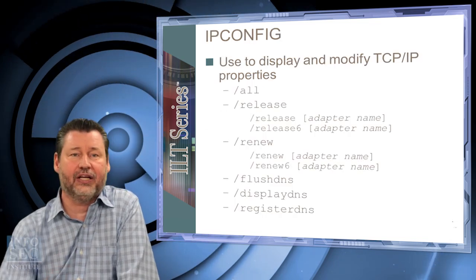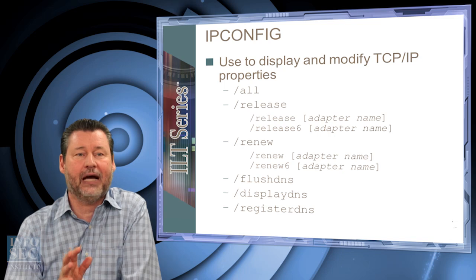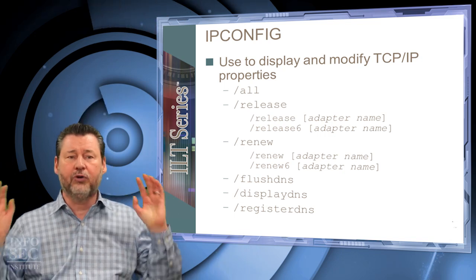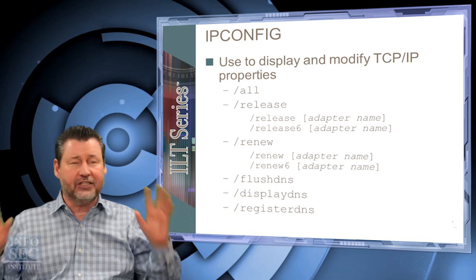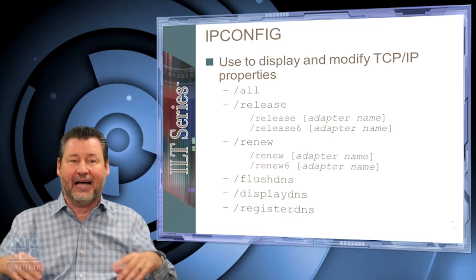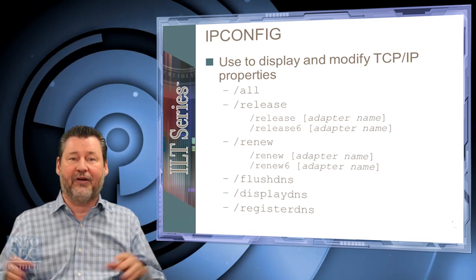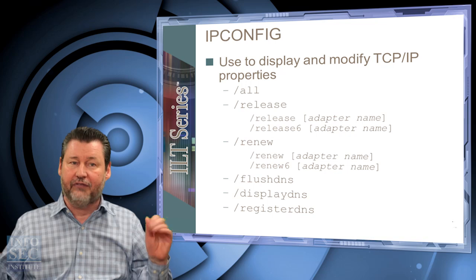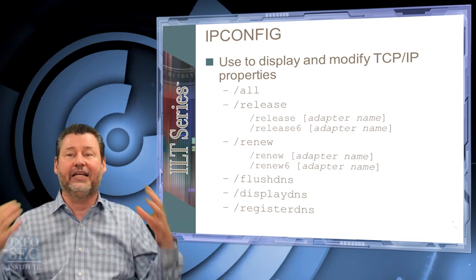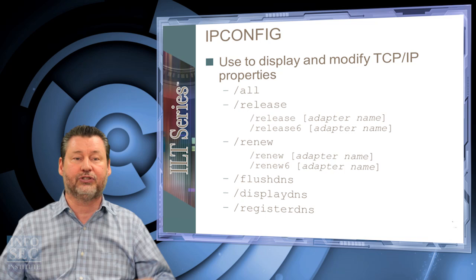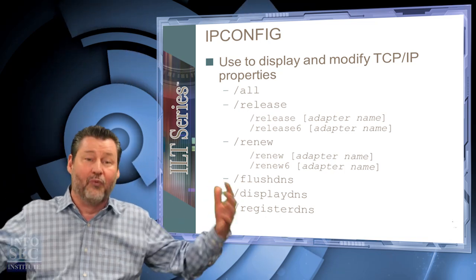So ipconfig, used to display and monitor TCP/IP properties. Probably the most important switch here is /all. See all the properties, not just the IP address, the subnet mask, and the default gateway. If you just do ipconfig, that's all you see. If you do /all, you see all the statistics. You see the DHCP server, you see the DNS servers, you see the NetBIOS name servers, or WINS servers if you please.